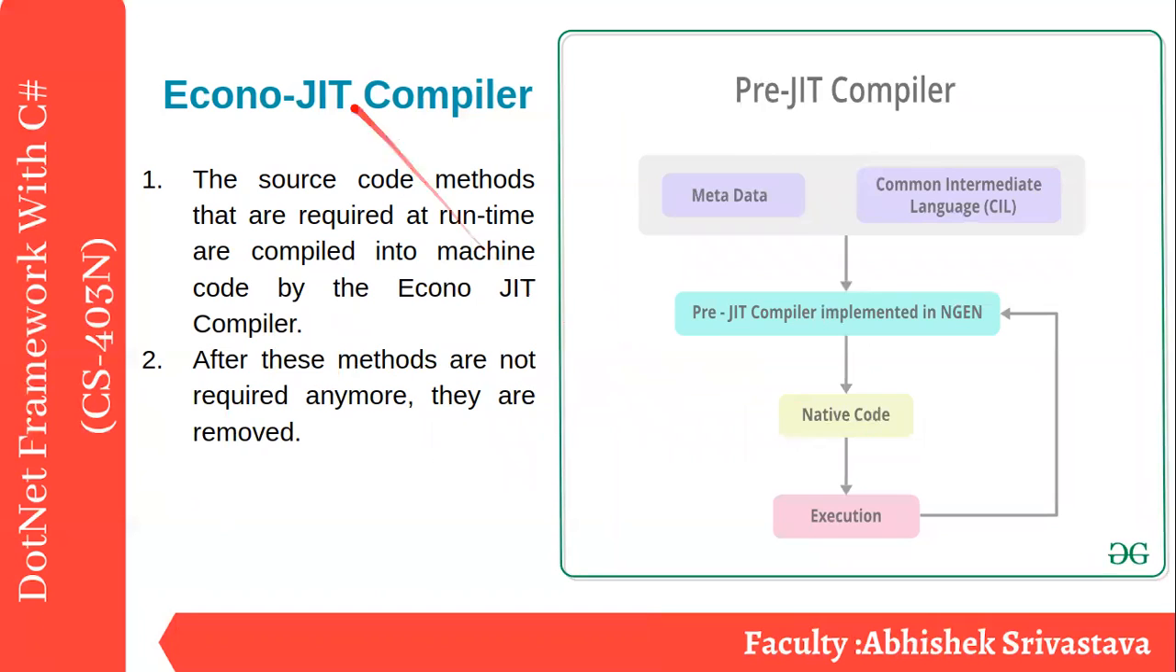The third one is econo. The source code methods that are required at runtime are compiled into machine code by the econo compiler, same as the normal. After these methods are not required anymore, they are removed. So once they are compiled, they are not kept for compiling again and again; they are removed. Here we are talking about methods, because in object oriented programming everything runs inside a method. Every work, every process is done by a method. It is a technical term; methods are functions or procedures.